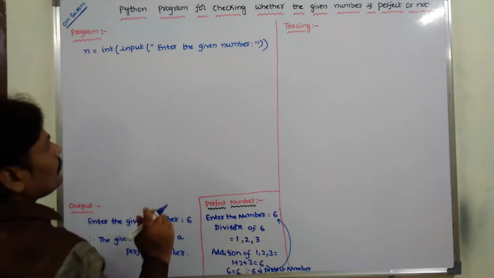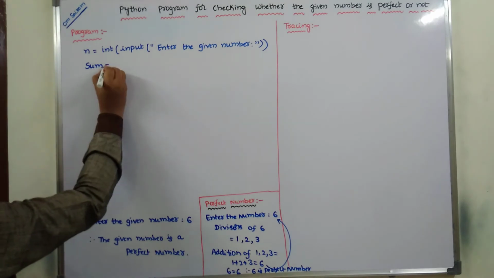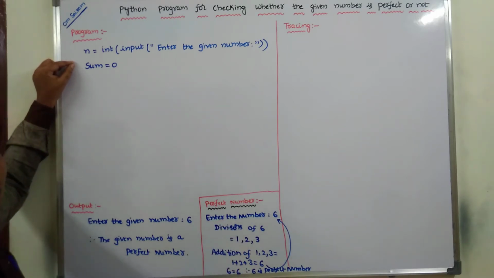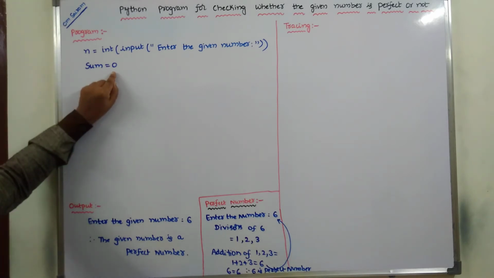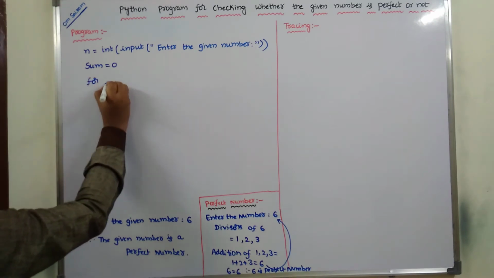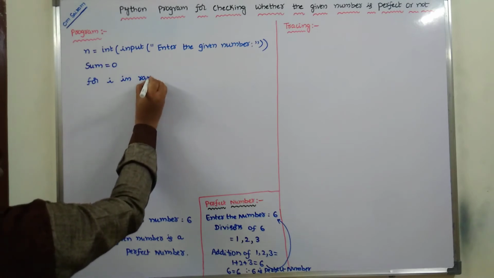Now, initially sum is equal to 0. Why are we taking a sum variable? Once we find the divisors, we have to find the sum of those divisors. Because of that reason, I am taking the sum variable. Initially, sum is equal to 0.